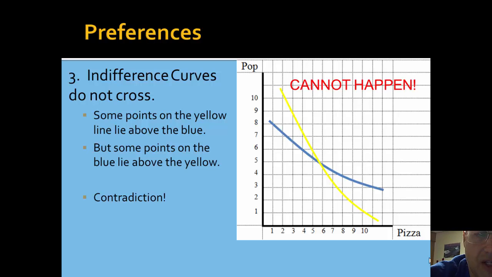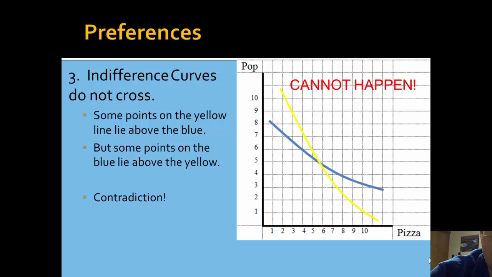If you look at this for a second and look at the graph that we've drawn, some points on the yellow line lie above the blue. Right? That's more. Some points in the yellow indifference curve lie above the blue. That's up in the top left-hand part of the graph. Those have more pizza and pop than the ones in the top left-hand segment of the blue line. That must mean that those bundles are preferred, the bundles on the yellow indifference curve.